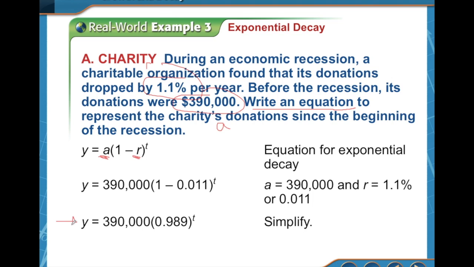We're basically just writing the rule so that we can apply it in the future. So that is our equation. Two things you plug in, initial amount, A, and your rate, your percent of decay for this one. That is it. Just what is our equation? It looks like this. 390,000 times 0.99 to the power of T.